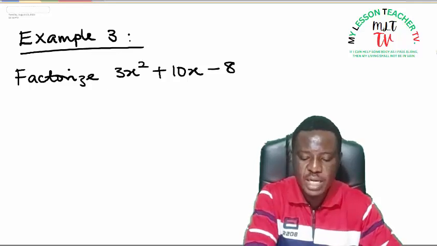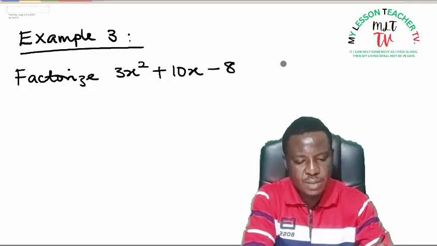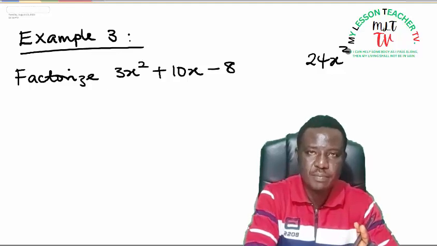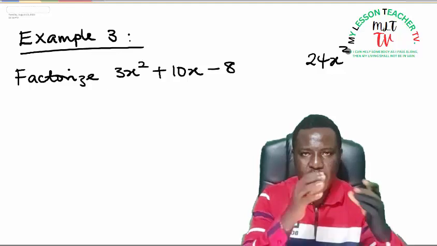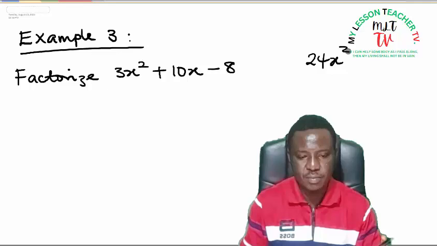Example 3 is asking us to factorize 3x squared plus 10x minus 8. So as usual, we shall multiply the first term and the last term together. When you multiply the first term and the last term together, it gives us minus 24x squared. So the rule says you should look for two terms that when you multiply them together, give you the product of the first term and the last term, which I have multiplied to be 24x squared. And when you add these two terms together, it gives you the middle term, which is plus 10x.